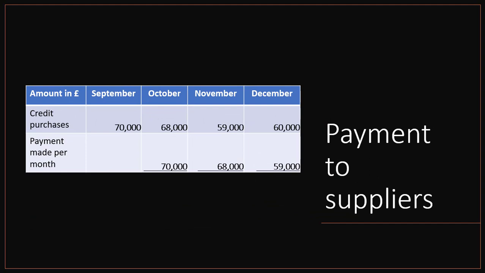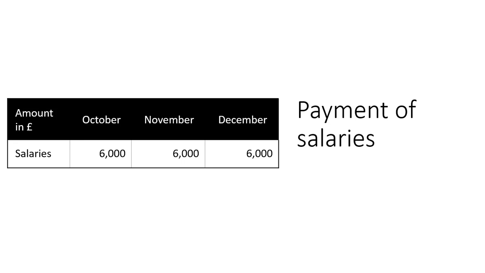Now for payments to suppliers, we were given 1 month credit. So the credit purchase that you made in September will be paid in October. Then the October credit purchase of 68,000 will be paid in November. The 59,000 credit purchase in November will be paid in December. With regards to salaries, they are paid during the month, so we have a constant 6,000.